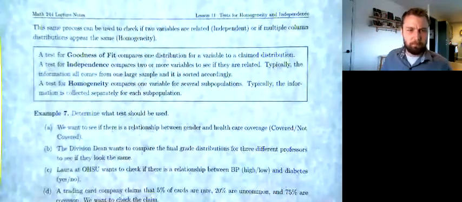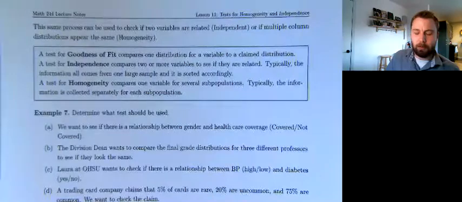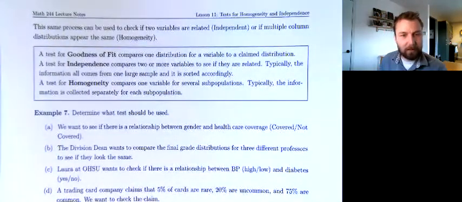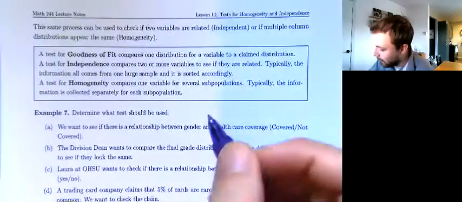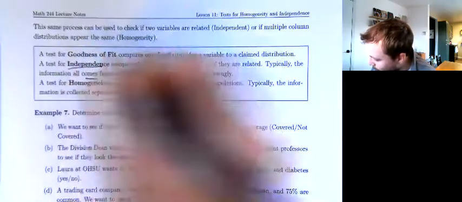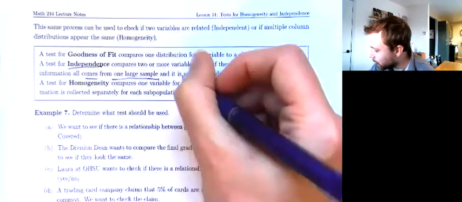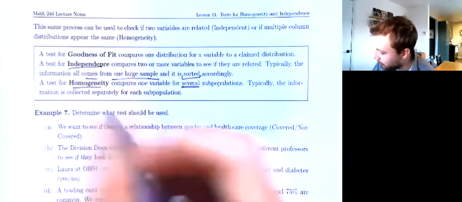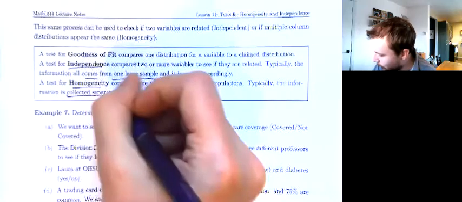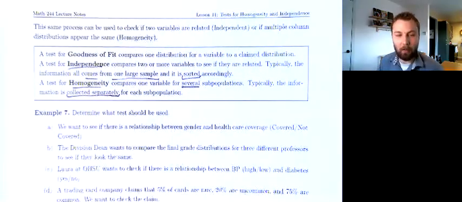As an example of this, let's check a test for goodness of fit, where I'm comparing one variable in one distribution to a claimed distribution. A test of independence compares two or more variables to see if they're related. And this is an important thing to note. The way that I tell these things apart is by where the data is coming from. So independence, the data comes from one large sample, and then it is sorted accordingly. For homogeneity, this comes as several subpopulations. So this is collected separately for homogeneity. Independence, it's typically collected all at once.